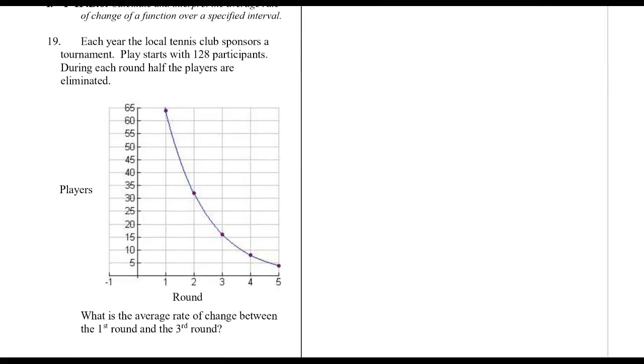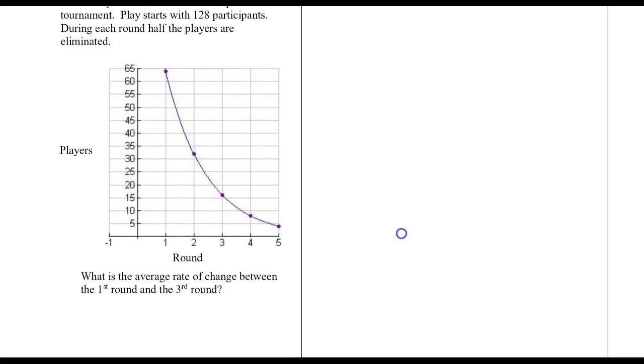19. Each year, the local tennis club sponsors a tournament. Play starts with 128 participants. During each round, half the players are eliminated. So if we start with 128 after one round, we only have half those players left. What is the average rate of change between the first round and third round?